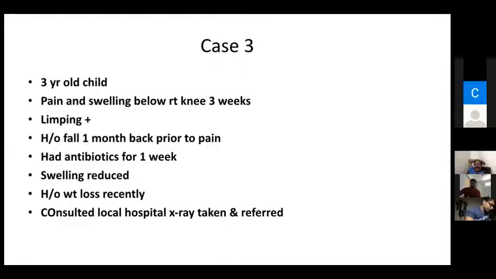Okay, do it. Karthik. A 3-year-old child with pain and swelling below the right knee for 3 weeks. History of limping present. History of a fall 1 month back, prior to the pain. Had an antibiotic course for 1 week. The swelling is reduced. There is a history of recent weight loss. The patient consulted a local hospital where an X-ray was taken and was referred here for further management.